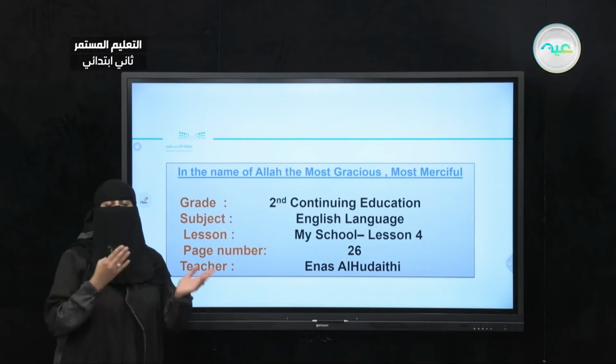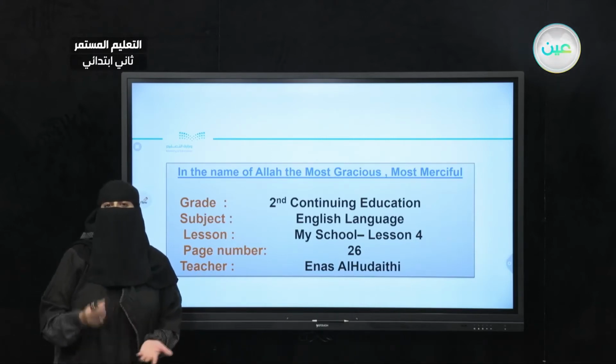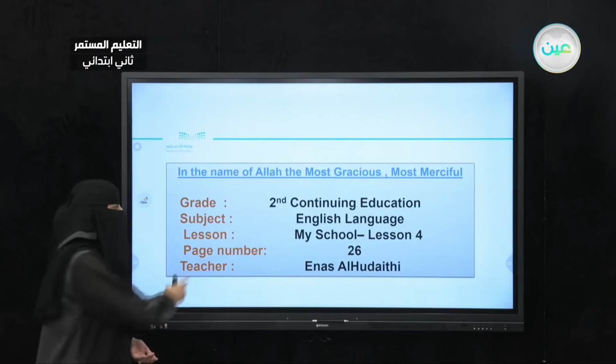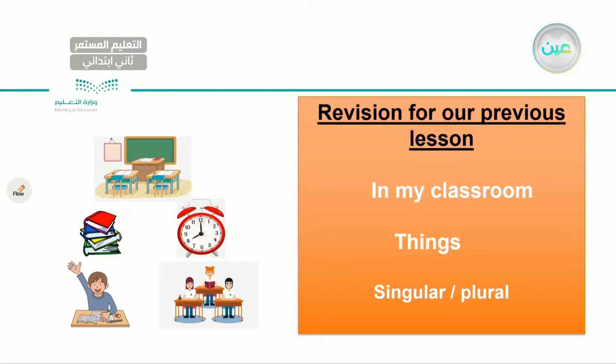What you need is your book, a notebook or sheet of papers, and some pencils, because today we will practice handwriting. So let's start. Bismillah. Let's start by revising what we've learned in the previous lesson, my dear student.